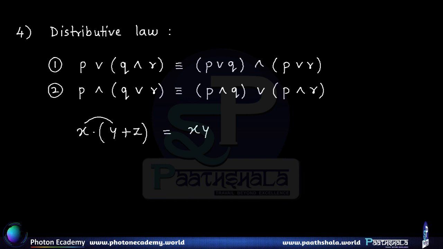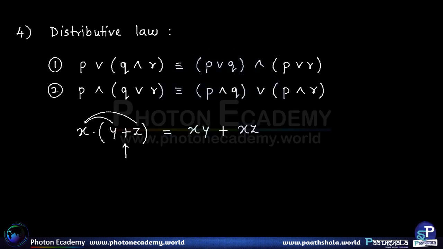So we multiply x with y, then we multiply x with z, and then connect the result with the operation which is inside the bracket. So therefore we write plus here. So exactly in the same way we use the distributive law for disjunction over conjunction.